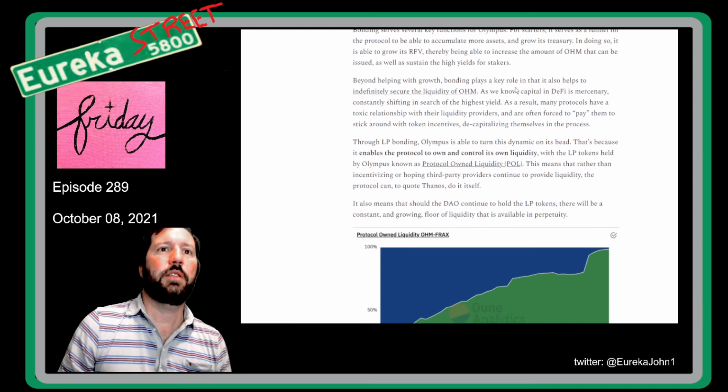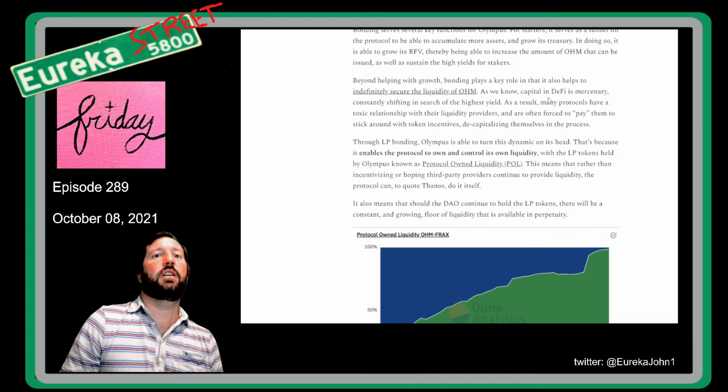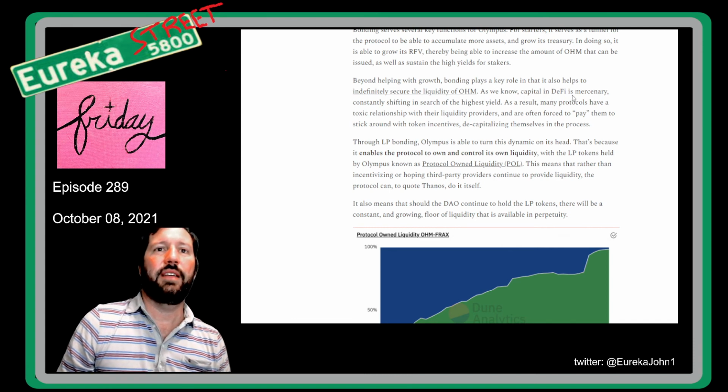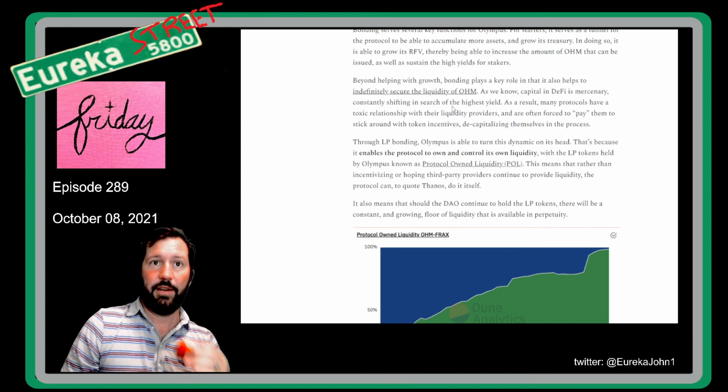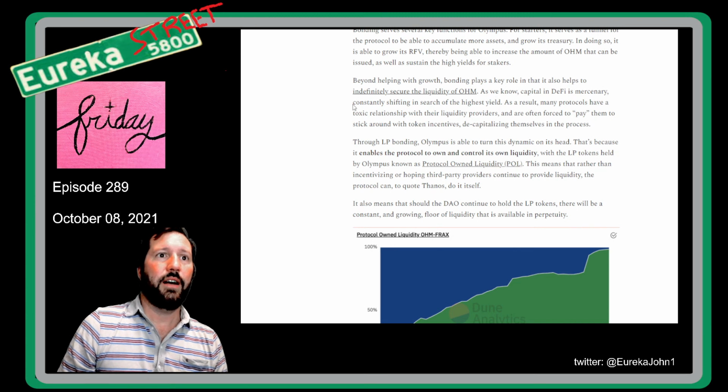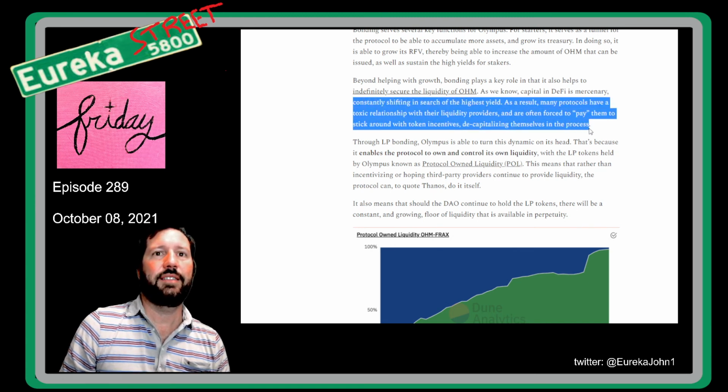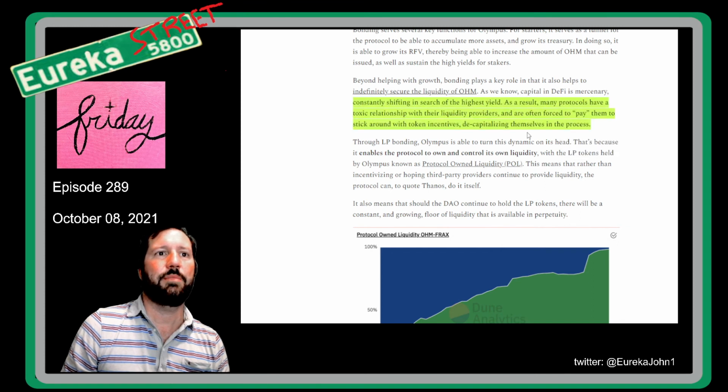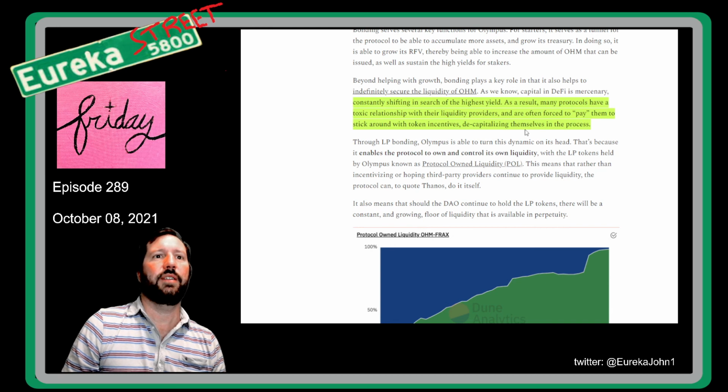Beyond helping with growth, bonding plays a key role in that it also helps to indefinitely secure the liquidity of Ohm. As we know, capital in DeFi is mercenary, constantly shifting in search of the highest yield. As a result, many protocols have a toxic relationship with their liquidity providers and are often forced to pay them to stick around with other incentives, decapitalizing themselves in the process.